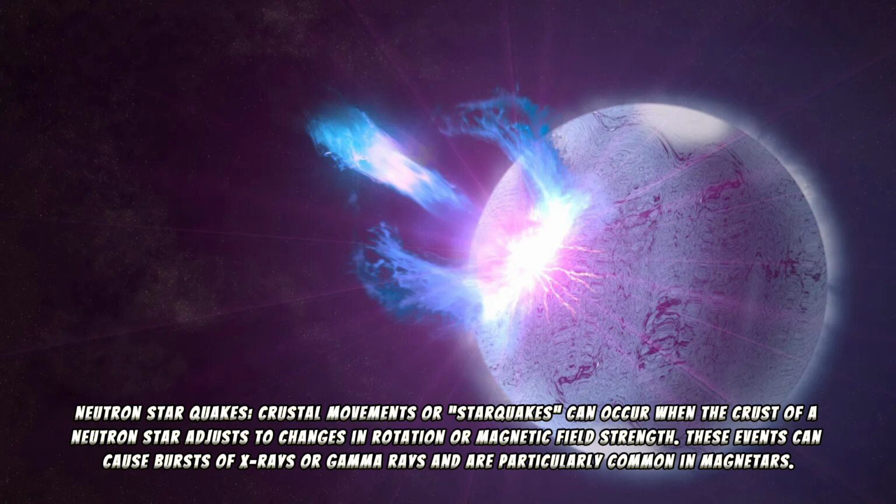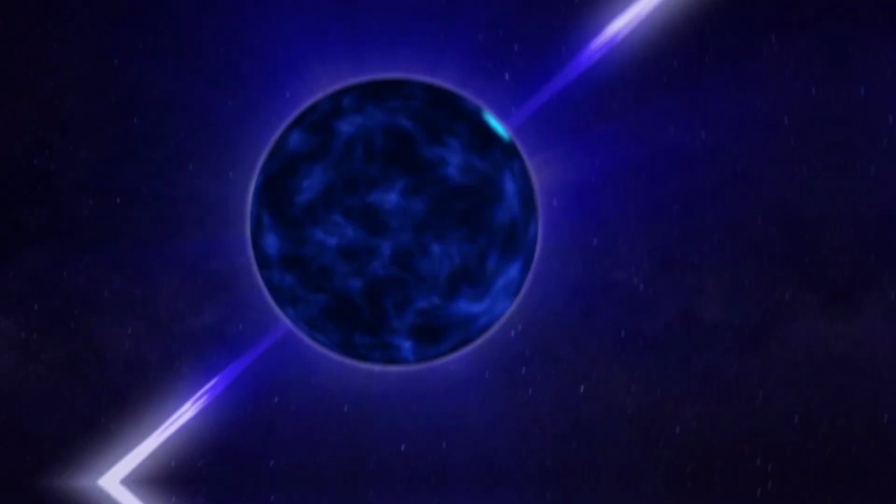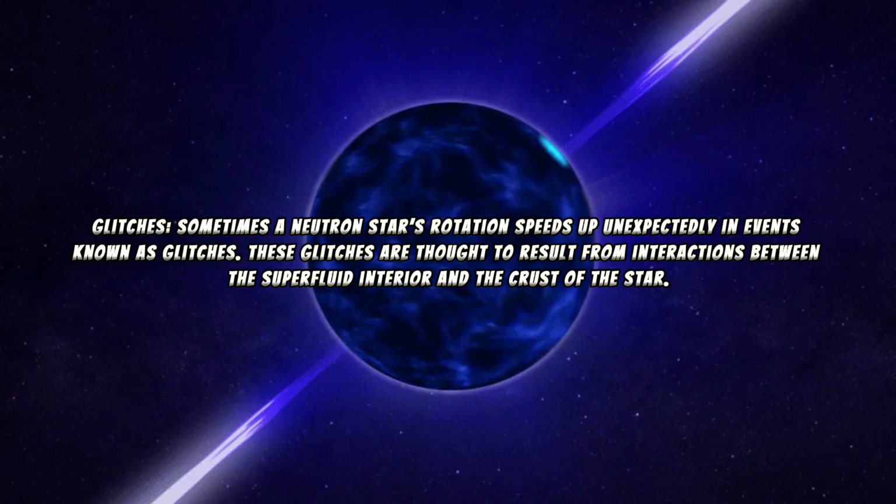Neutron starquakes. Crustal movements, or starquakes, can occur when the crust of a neutron star adjusts to changes in rotation or magnetic field strength. These events can cause bursts of X-rays or gamma rays and are particularly common in magnetars. Glitches. Sometimes a neutron star's rotation speeds up unexpectedly in events known as glitches. These glitches are thought to result from interactions between the superfluid interior and the crust of the star.